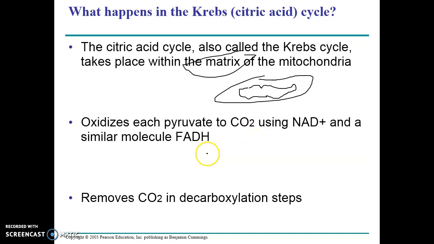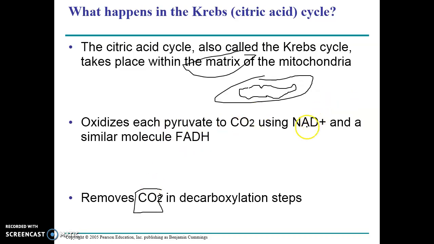Our goal is to take the rest of the electrons that are in acetyl-CoA, and we also remove the carbons by removing carbon dioxide. So the fancy way of saying what's the purpose of the Krebs cycle is to complete the oxidation of acetyl-CoA to carbon dioxide. That's our goal, is to completely oxidize acetyl-CoA to carbon dioxide by taking all of its electrons.